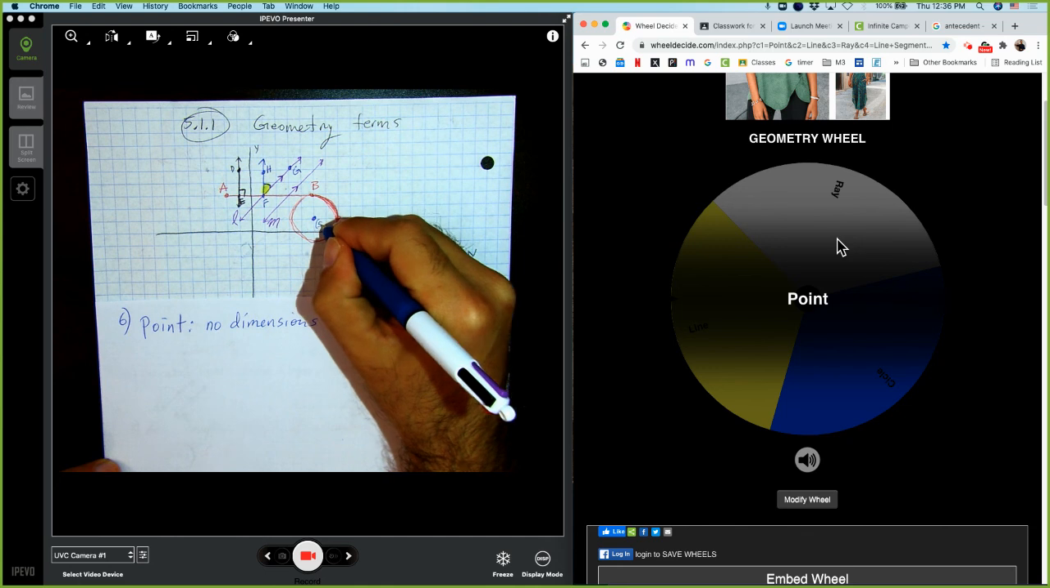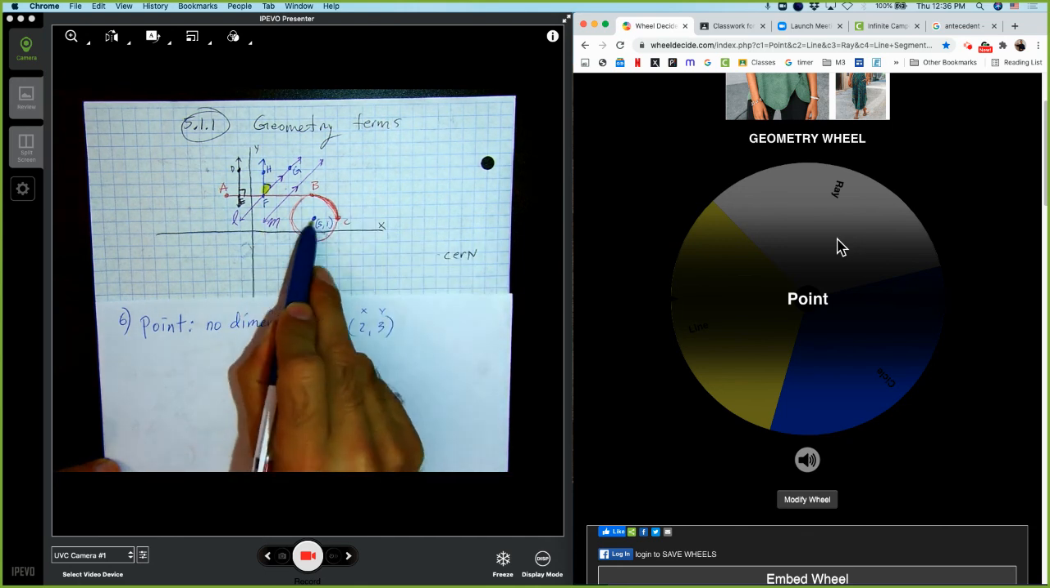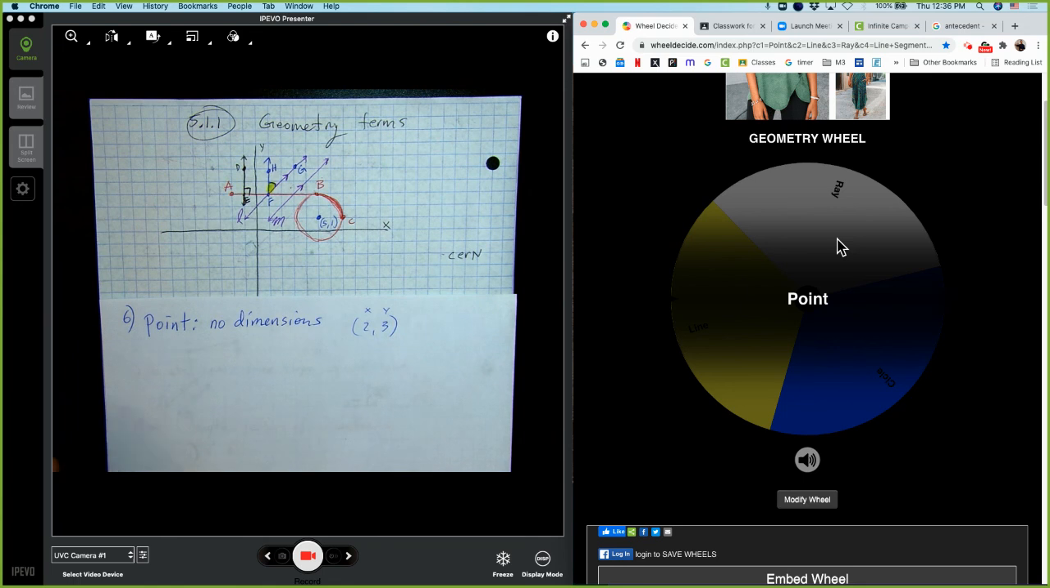So this is the point 5, 1. 5 for X, 1, 2, 3, 4, 5, 1 for Y. 5, 1. It's the middle of my wheel. I guess that's going to be a wheel. All right, so that's all I had to say about point. Let's see what else we got.